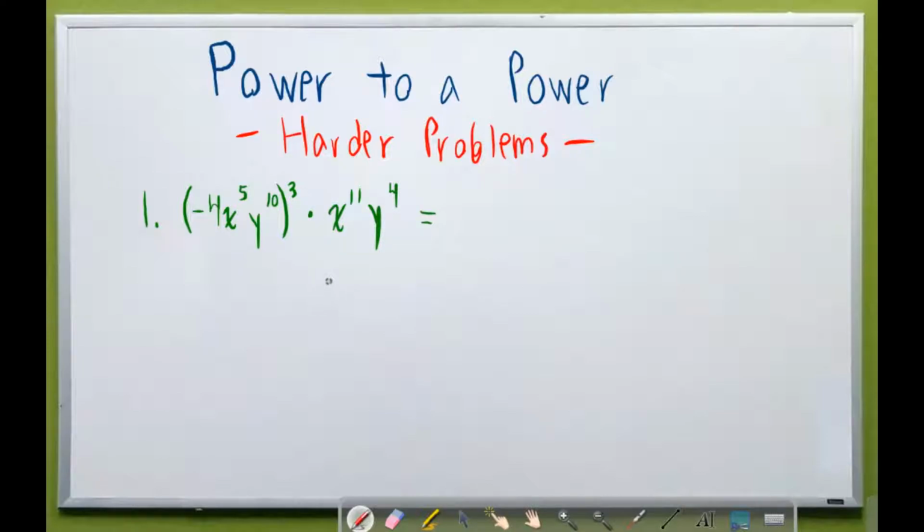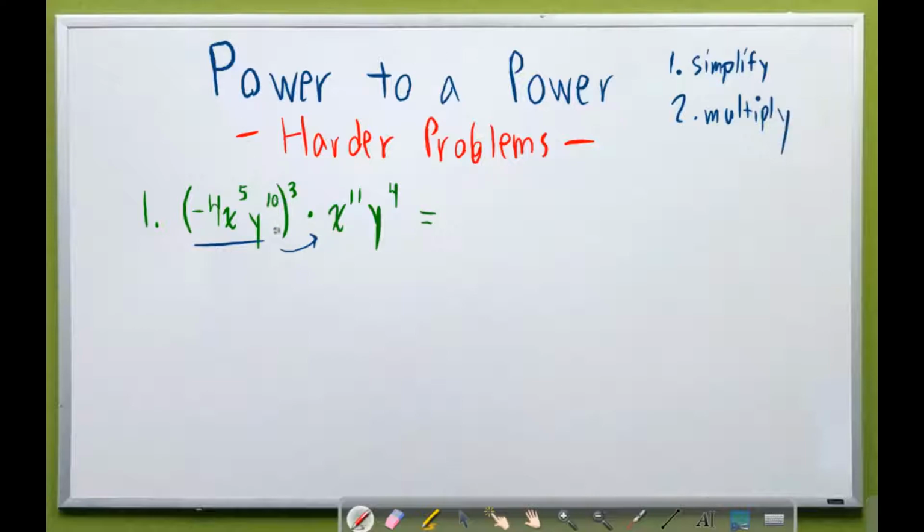So I'm going to do this in two steps. First, I want to simplify all this inside the cube. And then I'm going to multiply. So once this is simplified, I'm going to multiply it by this. So first simplify, second multiply.